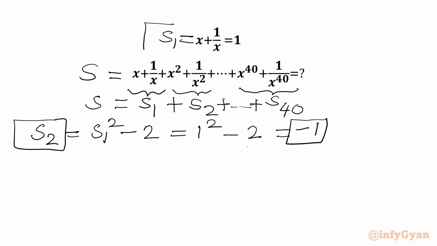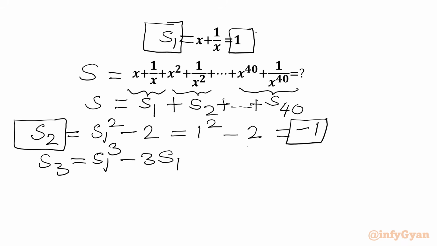We have S1 equal to 1. Now we will find S3. Using an algebraic identity, we can write this as S1 cube minus 3 times S1. Now S1 is 1, so 1 cube is 1, minus 3 times 1, minus 3. So 1 minus 3 is minus 2. We have S3 equal to negative 2.